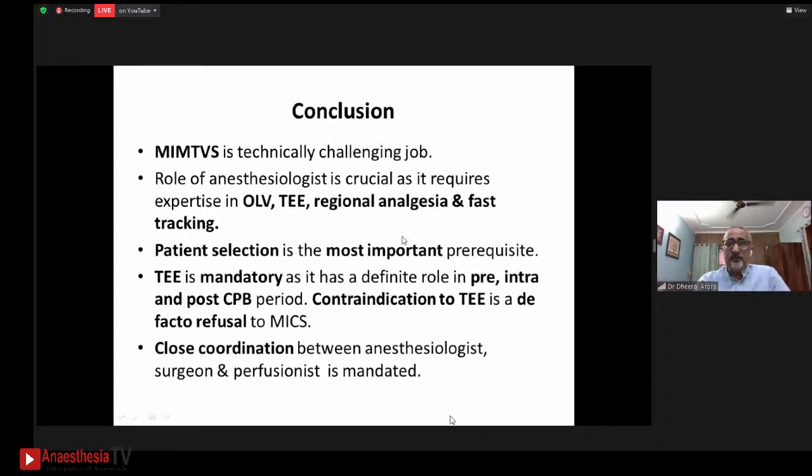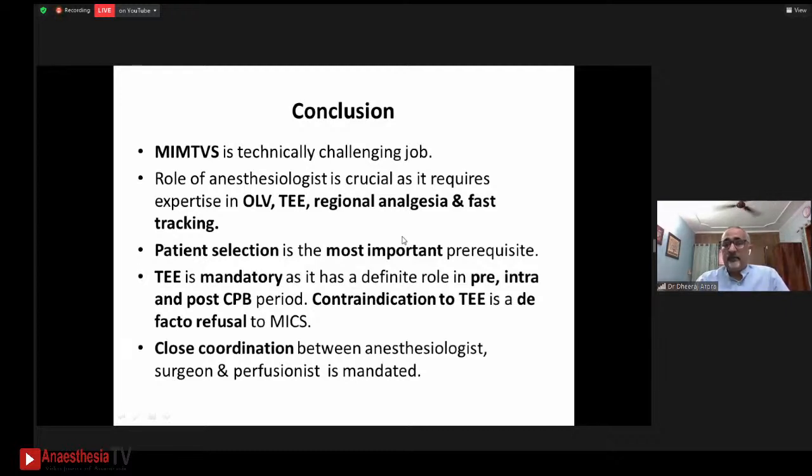Just to conclude my talk, minimally invasive mitral and tricuspid valve surgery is a technically challenging job. The role of the anesthesiologist is crucial, as it requires expertise in one lung ventilation, TEE, regional anesthesia, and fast tracking in these patients. Patient selection is the most important prerequisite. Proper patient selection is the most important thing, and TEE is mandatory.